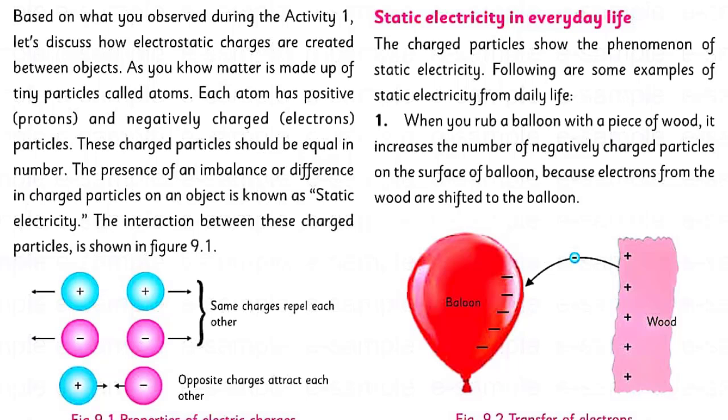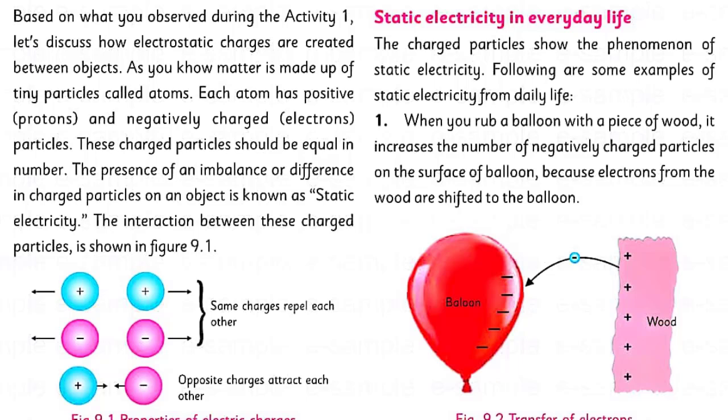As you know, matter is made up of tiny particles called atoms. Each atom has positively and negatively charged particles. These charged particles should be equal in number. The presence of an imbalance or difference in charged particles on an object is known as static electricity. The interaction between these charged particles is shown in Figure 9.1.